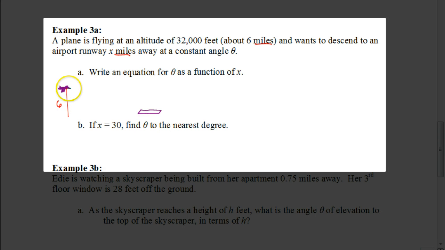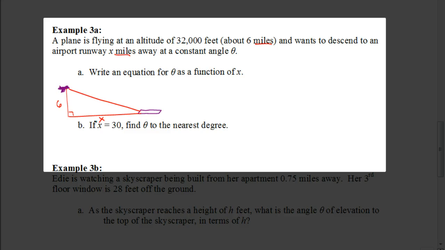Now, here's where it gets a little bit tricky, because it says it's X miles away. When it's phrased like that, the X miles is referring to the horizontal distance from the airport, not the actual distance the plane would travel, not the slant distance. Sometimes they'll say the horizontal distance is X miles, but if they were to say the distance of descent, then they refer to the hypotenuse of a right triangle. But in this case, since they just say that it's going to be X miles away, it's referring to the horizontal distance.